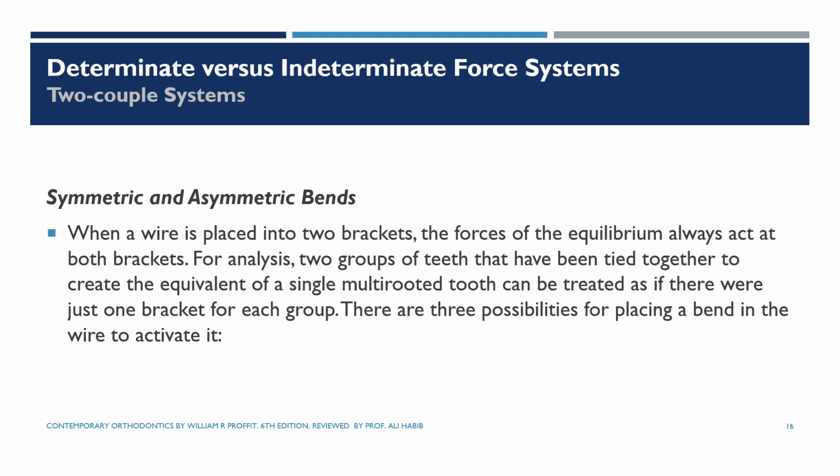Now we're going to talk about symmetric and asymmetric bends. Like in our example, which is 2 units, anterior giant tooth and posterior giant tooth, we want to study what happens between them. Like we have a two-couple system and we want to place a bend in the middle. Having a bend in the middle will activate the two segments, and we want to see how the two groups of teeth will react.